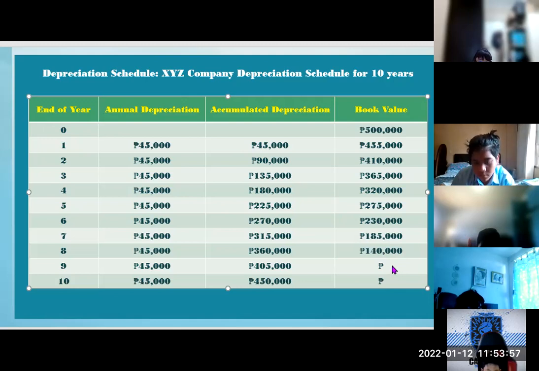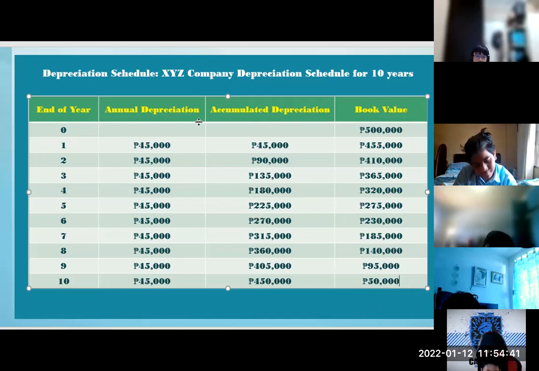Thank you, Ms. Sabrina. Next, Jairus. What's our 9th year book value? 95,000. Okay, 95,000 pesos, and the remaining salvage value is 50,000 pesos. Right? We just subtract. It's just subtract after subtract. 500,000, subtract 45,000, subtract again times 2, and so on and so forth until we reach the given salvage value amounting to 50,000 pesos.